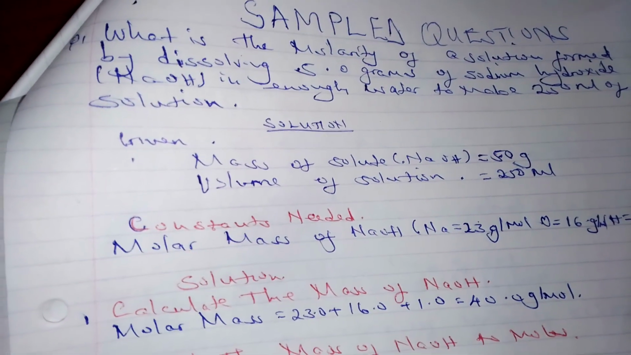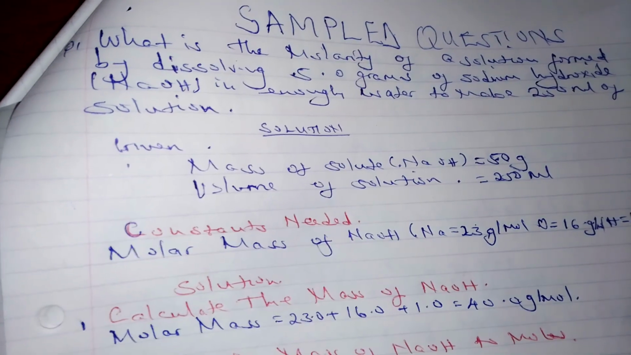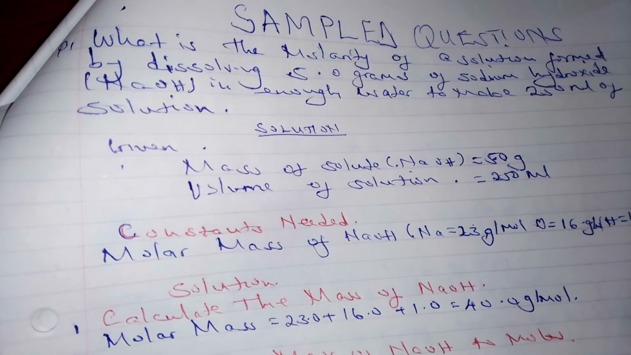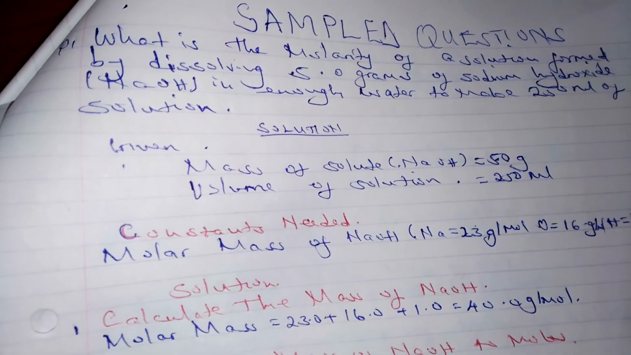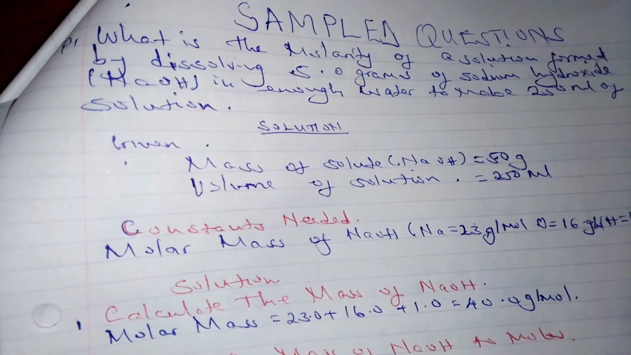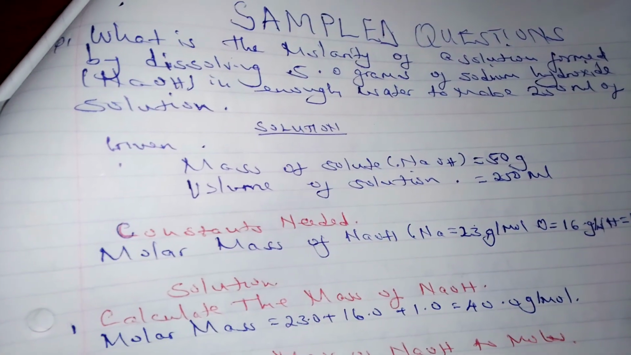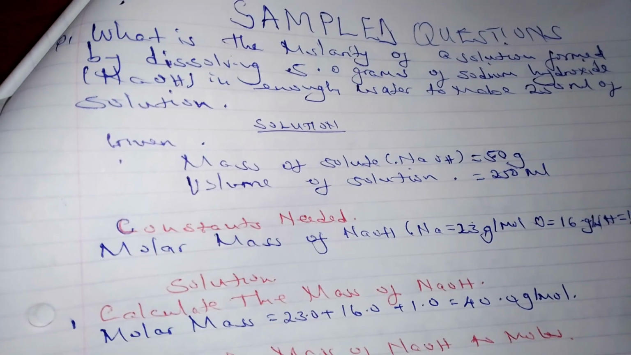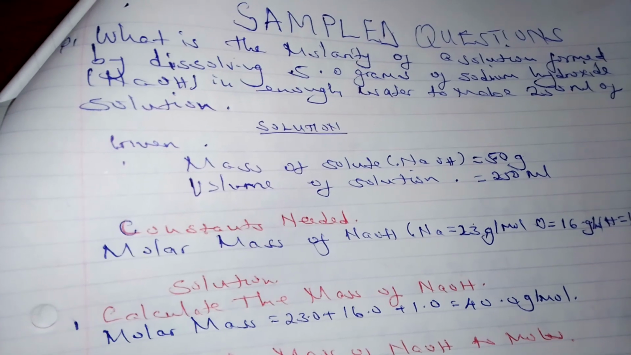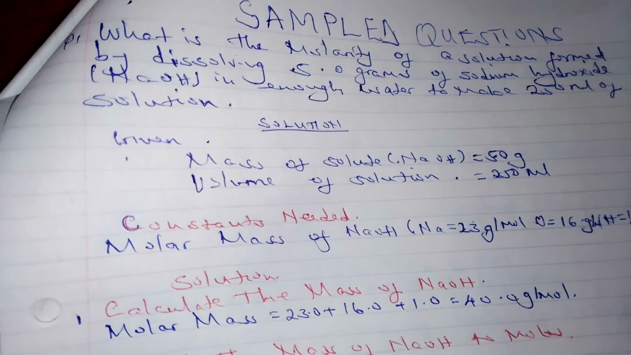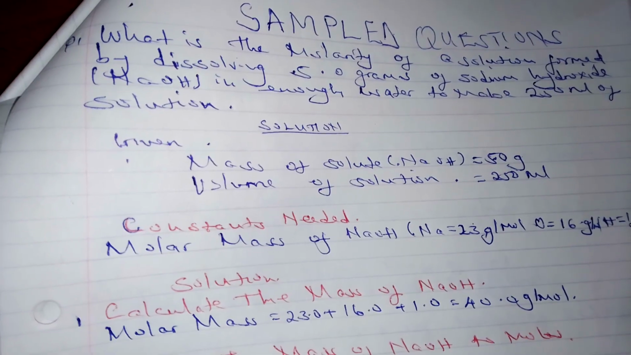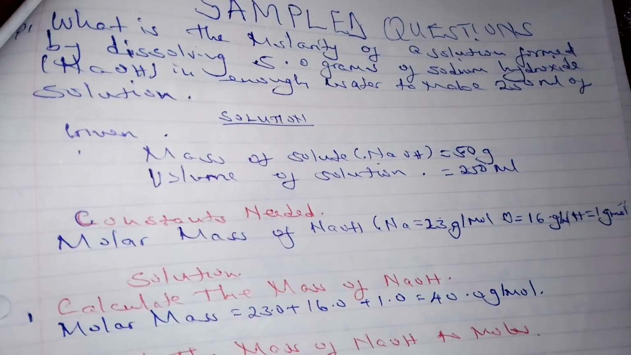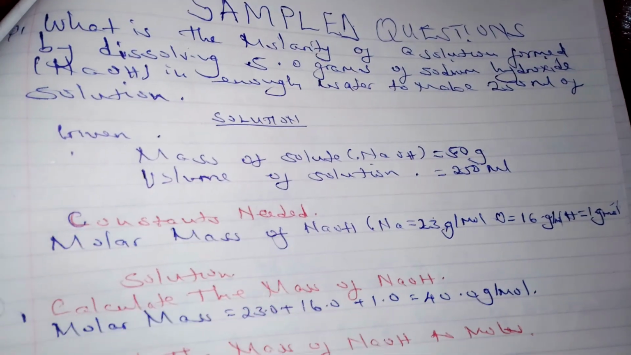This is now the solution. The mass that you have been given in the question is the mass of the solute, which is sodium hydroxide. It is 5 grams. And the volume of the solution is 250 mL. The constants needed are the relative atomic masses for the molar mass of sodium hydroxide. Sodium is 23 grams per mole, oxygen is 16 grams per mole, and hydrogen is 1 gram per mole.